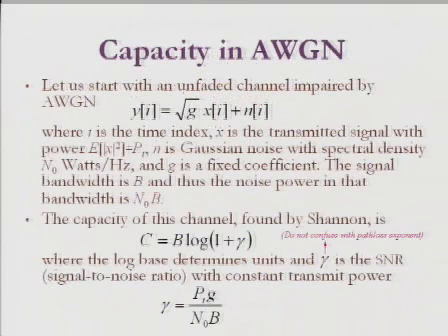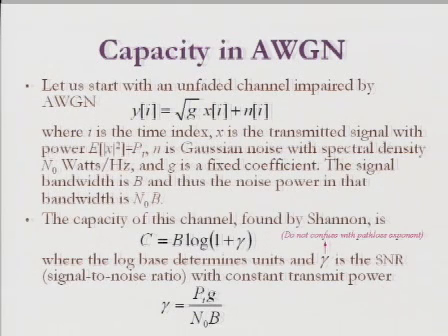Then we went through derivations of the capacity for several channels. So we started with a very simple unfaded channel with additive white Gaussian noise. And in this channel, the gain, this G, is constant over time. So it's just some fixed quantity.